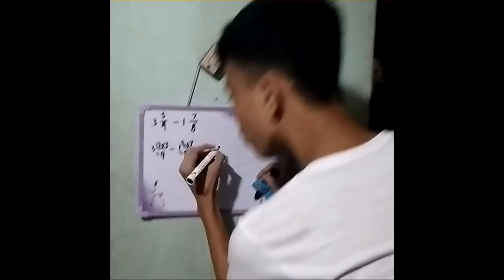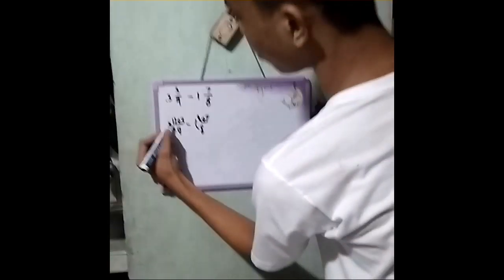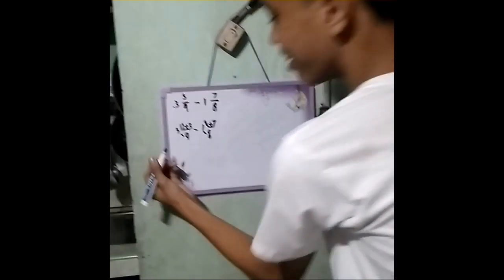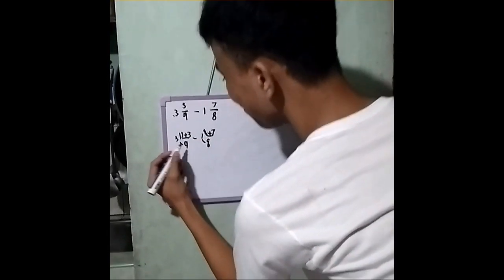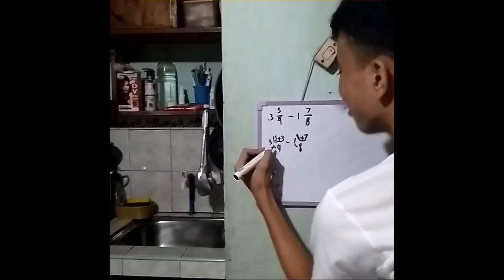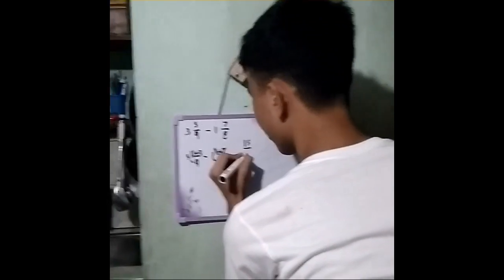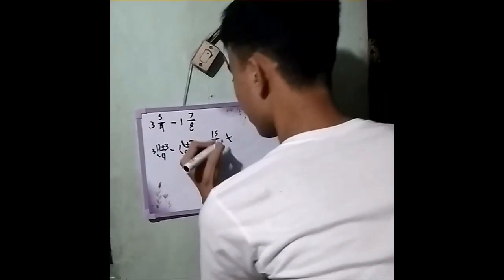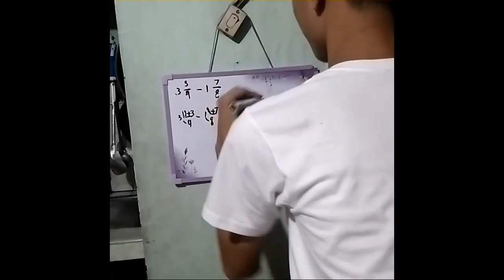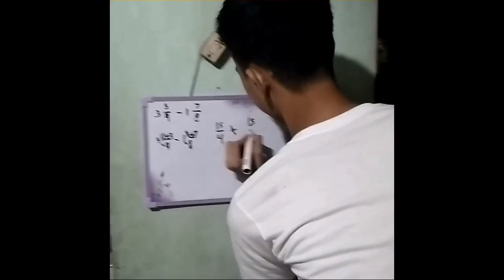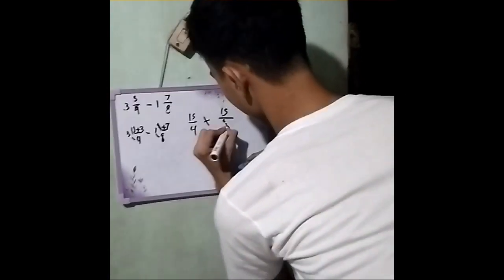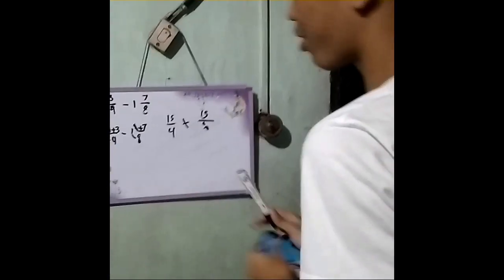So we're going to add the whole number. I-add natin sa ibabaw yung mga numero. So 12 plus 3 is equals to 15 over 4, minus 8 plus 7 is equals to 15, and denominator is 8. So ibawas na natin to.